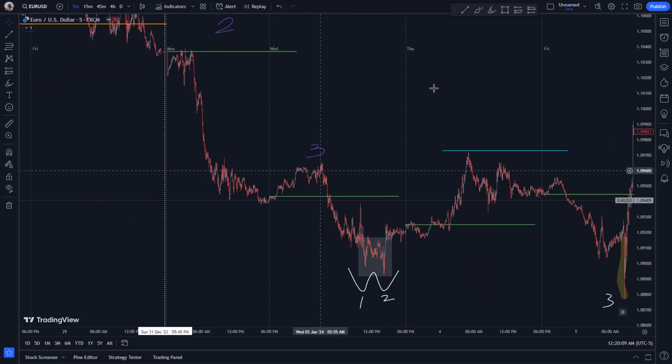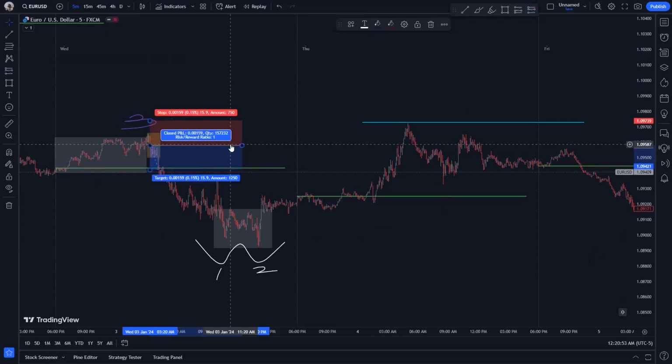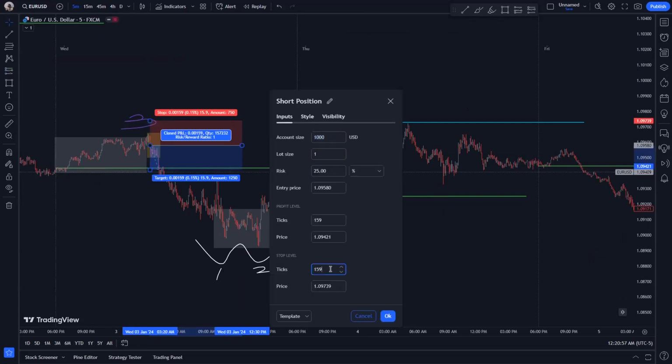So let me go ahead and show you what it looks like. If I take an entry, typically say in the middle, I'll put about a 15 or 10 pip stop loss. You guys see my Discord, you know what I'm talking about.